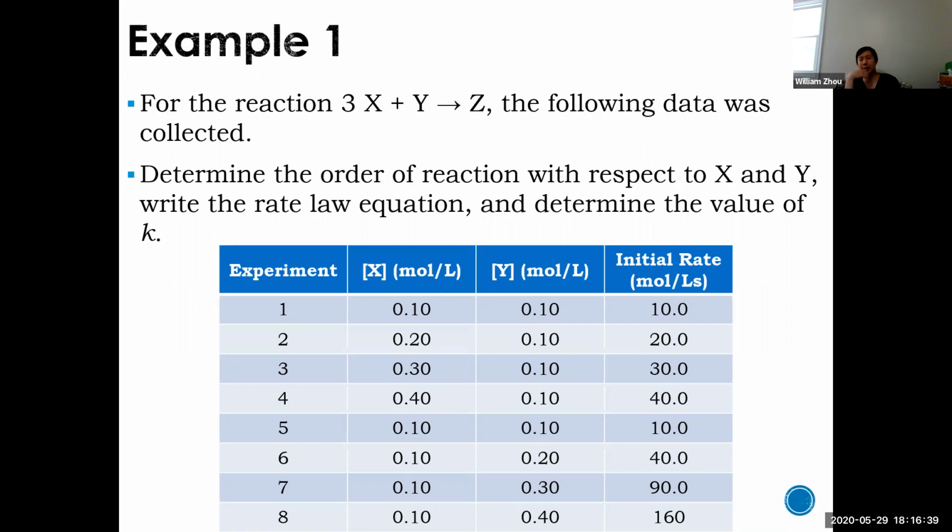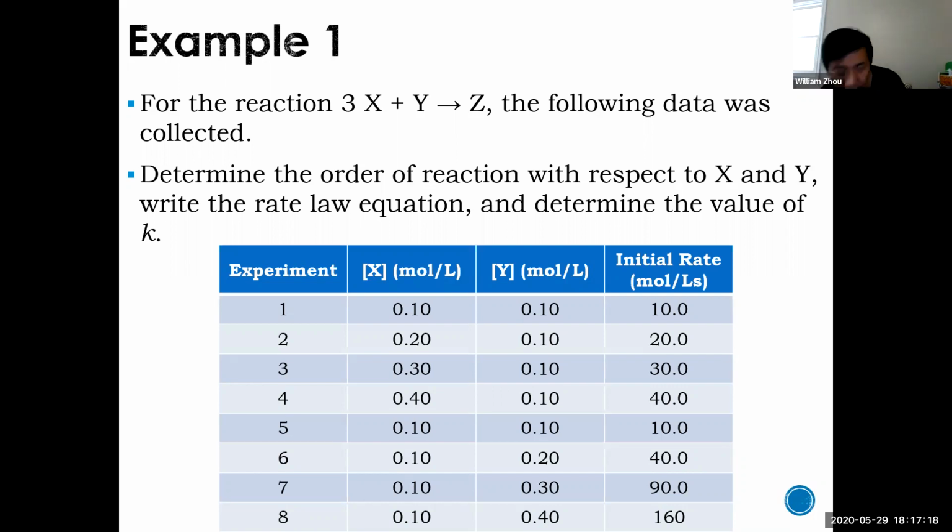Well, we have to look at the table first. This person did 8 trials, so 8 different experiments. If you look at the first row, the concentration of x and y are both 0.1 moles per liter, and the rate is measured to be 10 moles per liter per second. Now, if you look at experiment 2, all that's different is that the concentration of x is doubled. It went from 0.1 to 0.2. The concentration of y stayed the same. So what happened to the rate? Oh, look, the rate doubled. It went from 10 to 20.